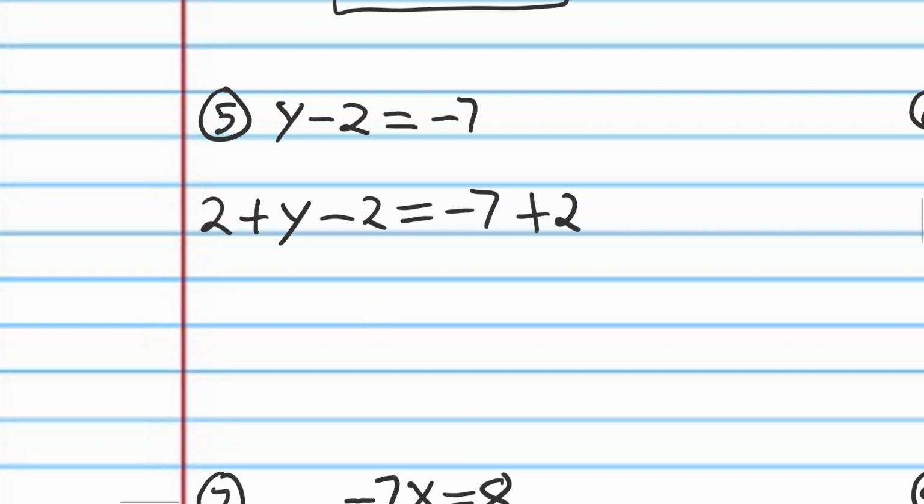So these 2's cancel out. And you just end up with y. Y is by itself now. And we just perform the basic operation over here. Negative 7 plus 2 is negative 5. If you said negative 5, you're correct.